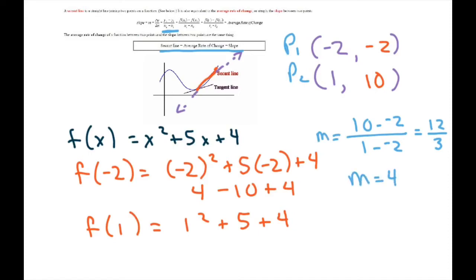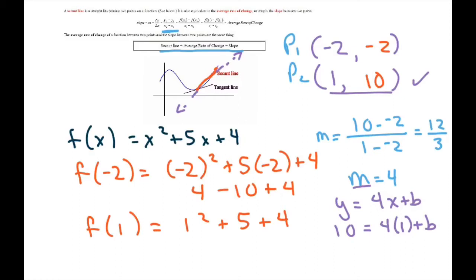Now get the equation of your secant line. You're just going to write y equals mx plus b, and our m happens to be 4. Plug in one of these points. I'll go in and plug in this one. So 10 equals 4 times 1 plus b. So clearly 10 equals 4 plus b. B has to be 6 because 4 plus 6 is 10. So our equation of our secant line is y equals 4x plus 6.